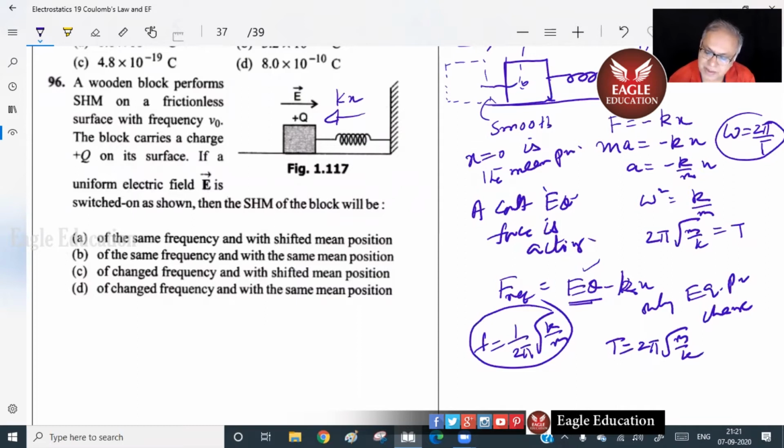SHM is one where restoring force is proportional to X. So a direct relation is that MA equals minus KX. But even if I add a constant force all the time to that equation, that still will have the same differential equation, only with the net force becoming zero, shifting to not X equals zero, but X equals something. So around that point, once again, you've got simple harmonic motion.